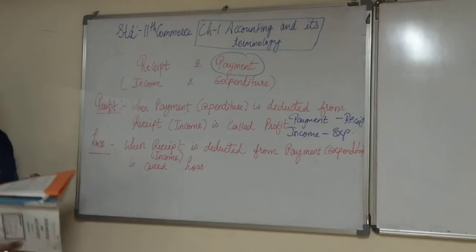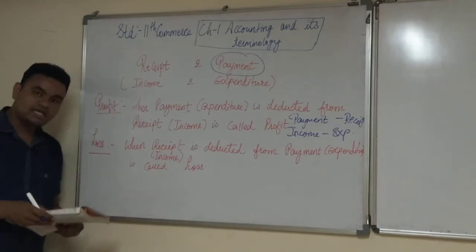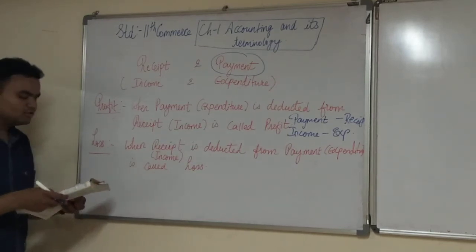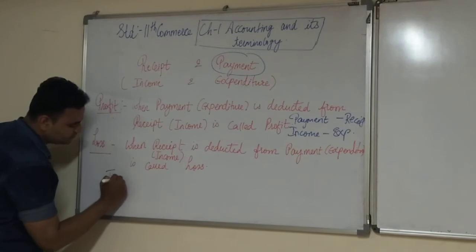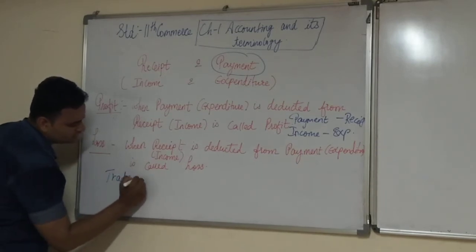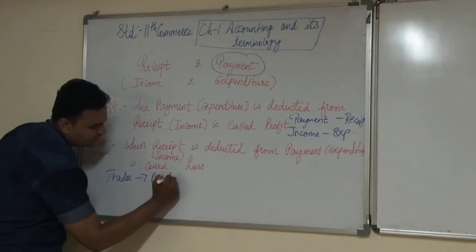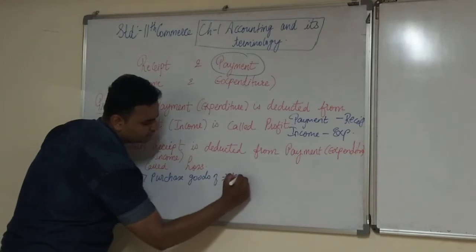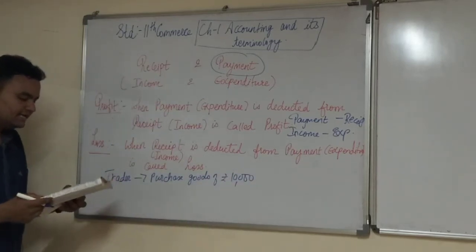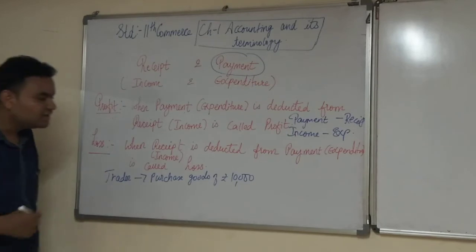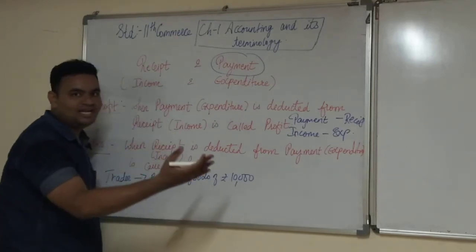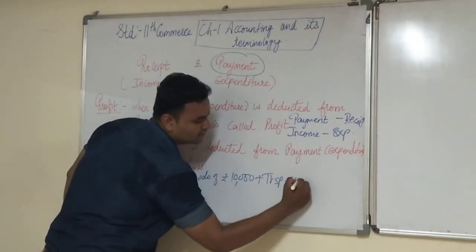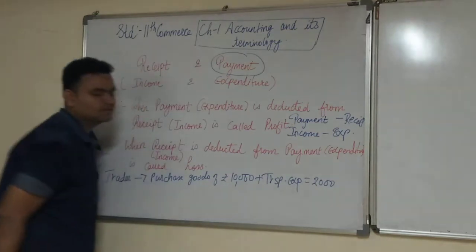Here it is given to you in the textbook. We'll take that example only. It will be easy for you. A trader has purchased goods of rupees 10,000, right? Then transportation expenses. If a trader is purchasing goods, he has to deliver those goods. So the transportation expenses are going to be 2,000, right?